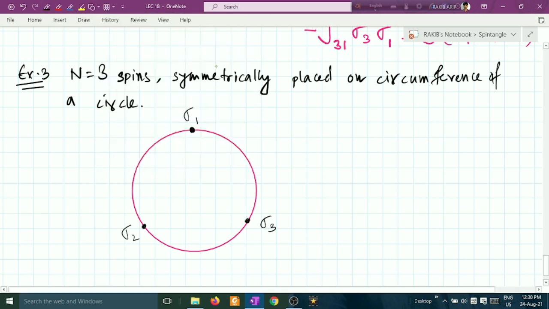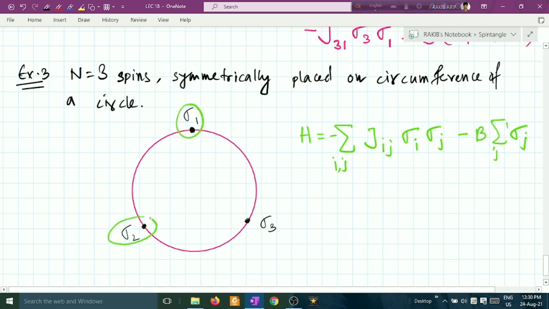So writing down the Hamiltonian here, you can also check this thing. The Hamiltonian is given by minus summation over ij of J_ij sigma_i sigma_j, minus b sigma_j. So you can easily check this, considering the interaction between this spin and this spin, which are nearest neighbors of each other.